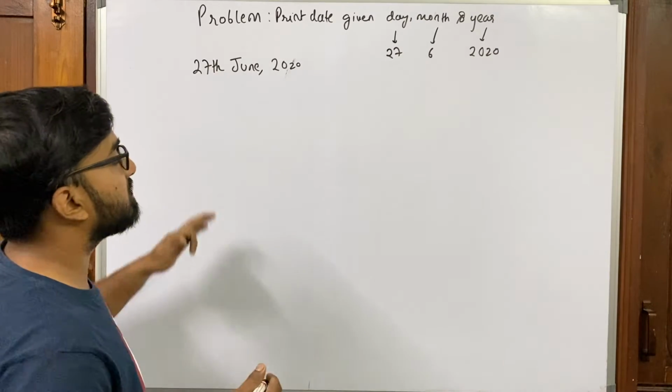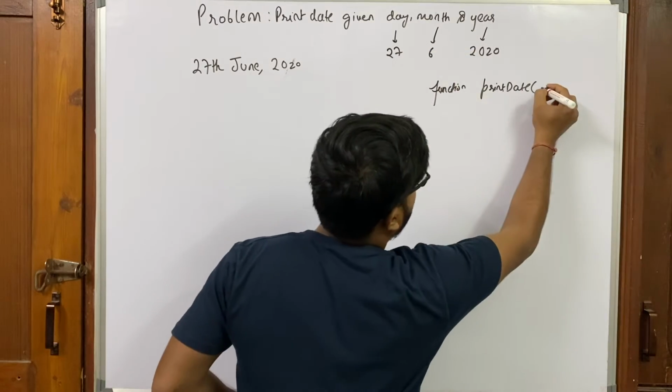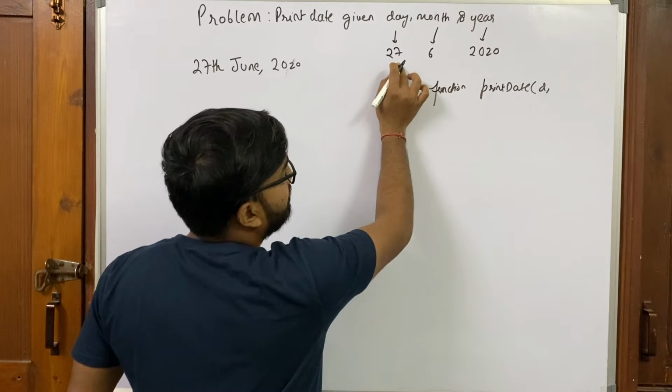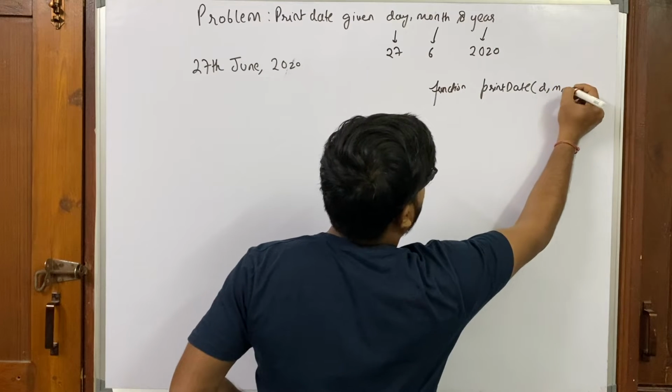So we have this, we need this. Alright, so I'll start with the function. I'll say printDate. It takes three values: day, where this D is basically the day of month, not day of year, then month, and then year.